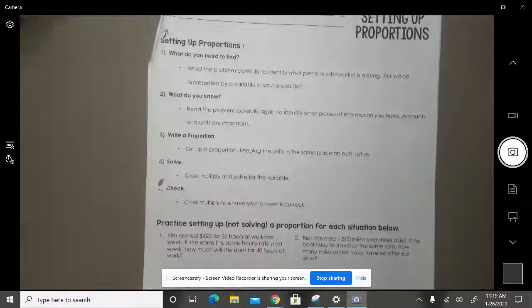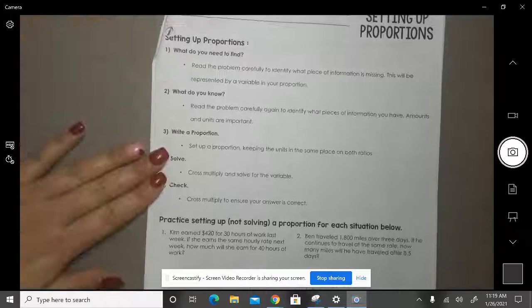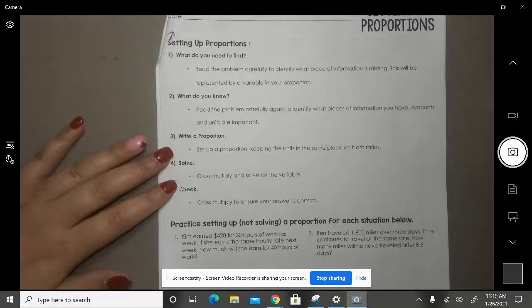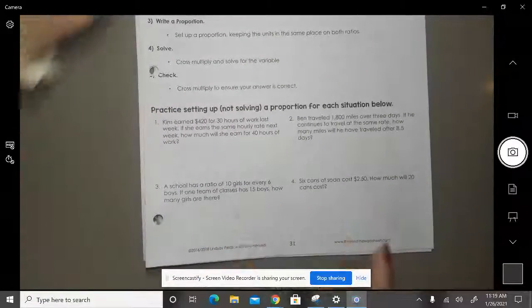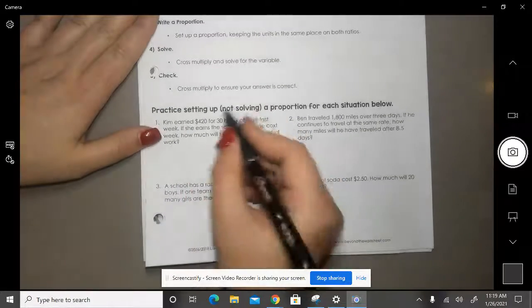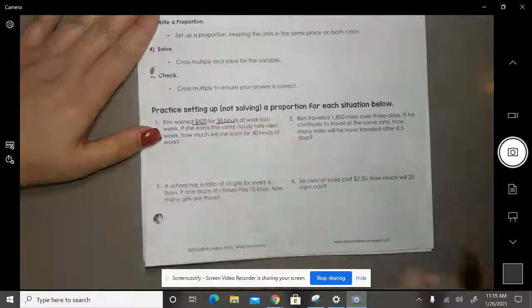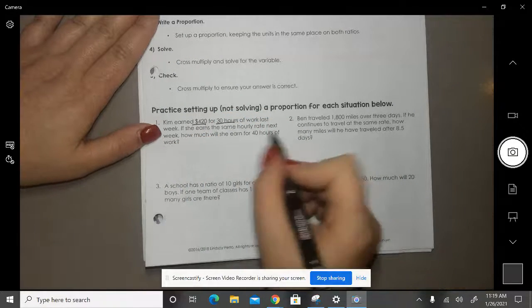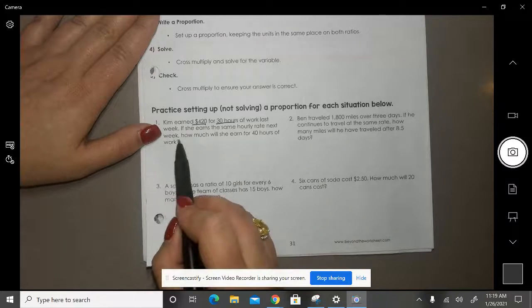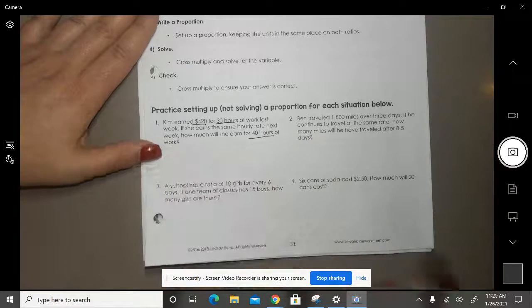And if you flip over to the back, there's all these steps basically on how we talked about setting up a ratio box. And so we're going to do an example real quick for us. It says Kim earned $420 for 30 hours of work last week. If she earns the same hourly rate for the next week, how much will she earn in 40 hours of work?